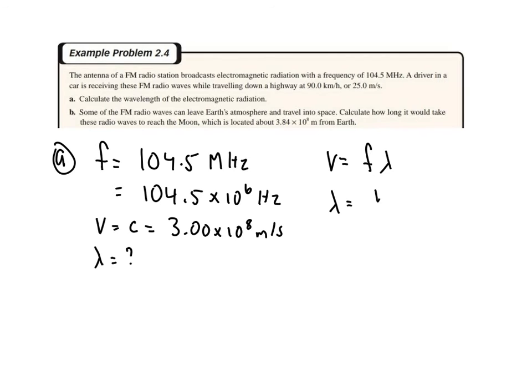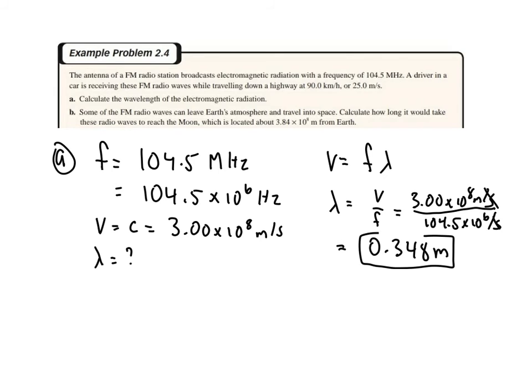And so lambda will equal V over F if we divide by F on both sides, and this is going to be equal to 3.00 times 10 to the 8 meters per second, divided by the frequency, which is 104.5 times 10 to the 6, and that would be in per second. I'll show it as this, just so that we can see we have a per second dividing by a per second, which means the per seconds cancel out, and we are left with 0.348 meters as our wavelength.